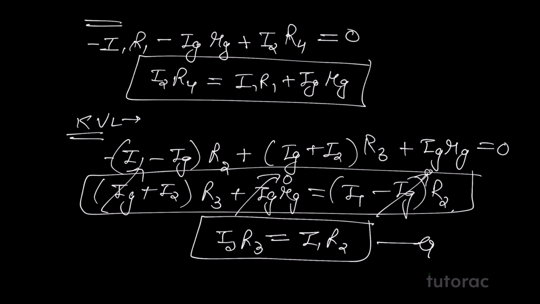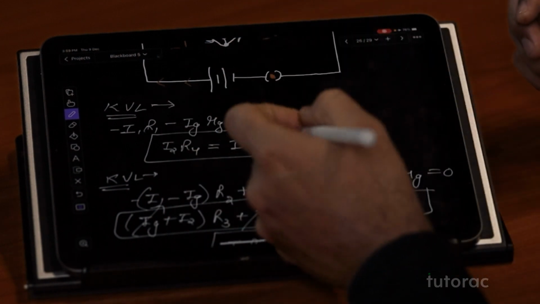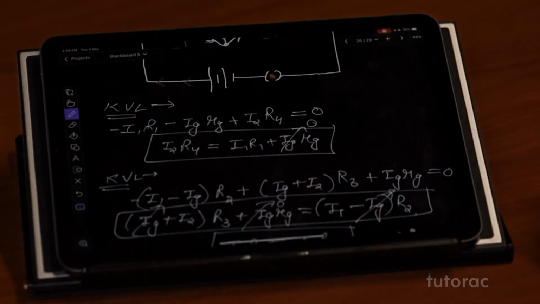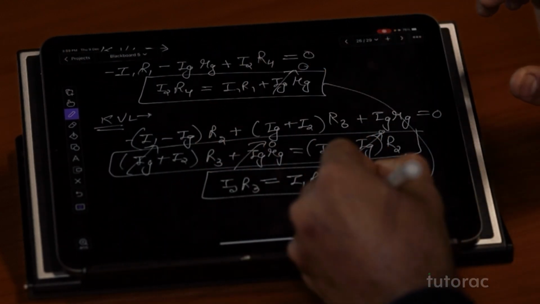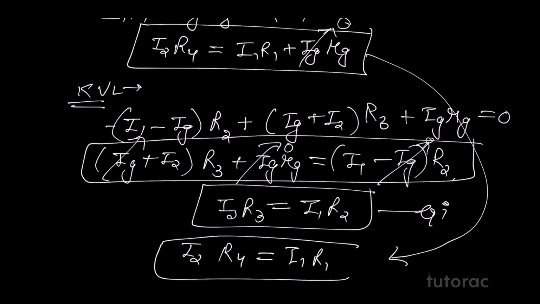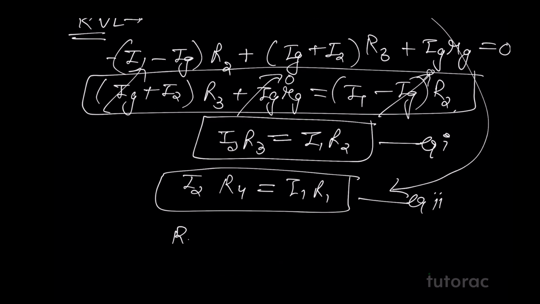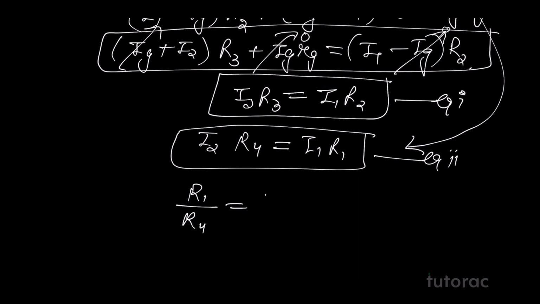This equation we will call equation 1. Now, similarly, what if I substitute Ig here as well as 0? Because for this, we have to substitute Ig as 0, as there will be no current in the galvanometer section. We are observing it as an experiment. So from this, we will get I2 R4 is equal to I1 R1. Let me call this equation 2, and if I divide these two equations, you will simply get R1 upon R4 is equal to R2 upon R3.